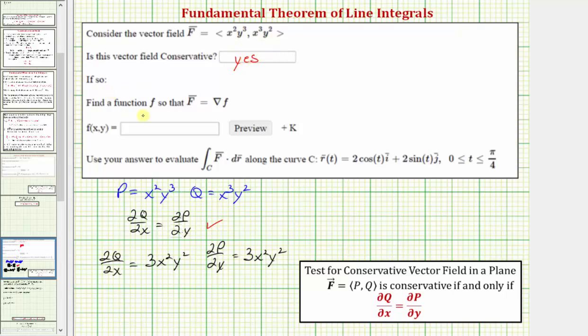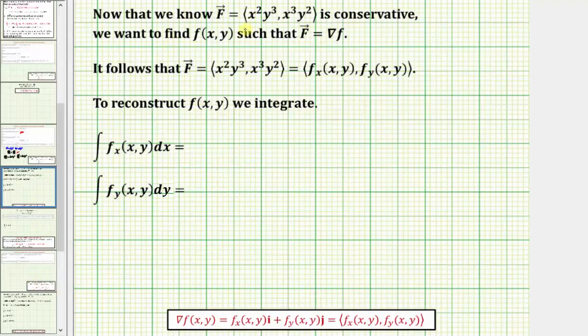And now let's work on determining the potential function little f of x comma y. Again, we now know that the given vector field is conservative. We want to find the potential function little f of x comma y such that the vector field f equals the gradient of little f. Remember, the gradient of little f would have components, the partial of f with respect to x comma the partial of f with respect to y, which means x squared y cubed must be equal to the partial of f with respect to x, and x cubed y squared must be equal to the partial of f with respect to y.